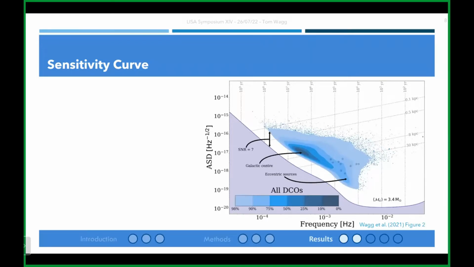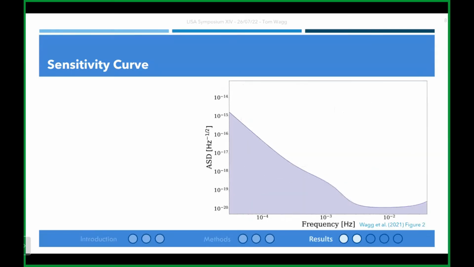Let's get rid of some of that chaos and just build it up from the ground. On the x-axis we've got frequency. On the left you've got low frequencies, on the right you've got high frequencies, where things are closer to merging. On the y-axis you've got the amplitude spectral density. You can think of it as the strength of the signal or the strength of the noise. And this purple curve that you're seeing is the LISA sensitivity curve. This is showing you how high the noise is for different frequencies.